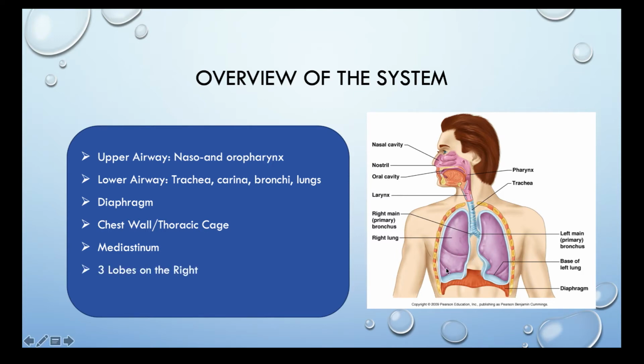And we have these 3 lobes in our right lung and 2 lobes on the left. And this picture actually does a really bad job of depicting reality, where the bronchus that goes into the right lung is actually, these look like they're at the exact same level, and they're not. The one on the right is a little bit higher.